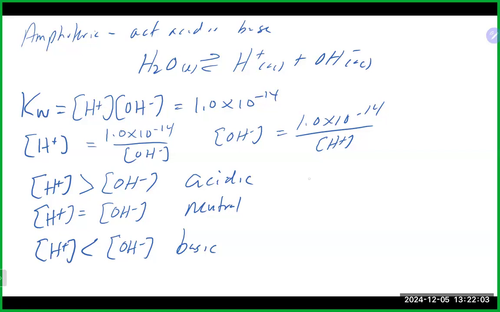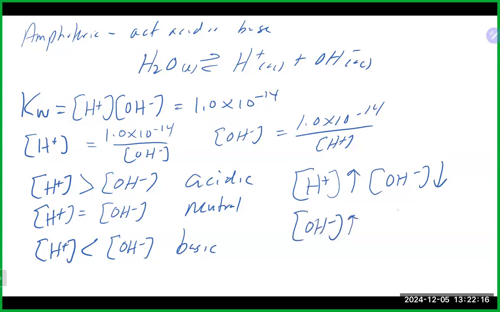Remember that these guys are tied to each other, which means as the concentration of H plus goes up, the concentration of OH minus goes down. And as the concentration of OH minus goes up, the concentration of H plus goes down. So again, they're sort of opposites of each other. The more you have of one in the solution, the less you have of the other, which is why it's going to be either acidic, basic, or neutral based on that.